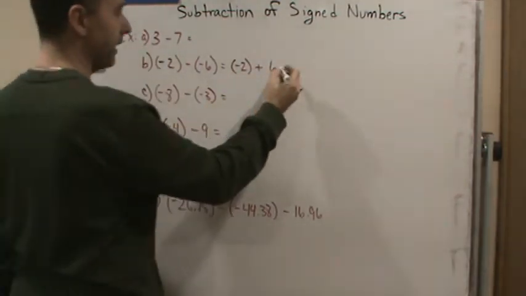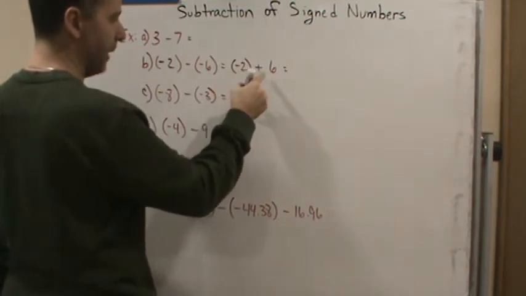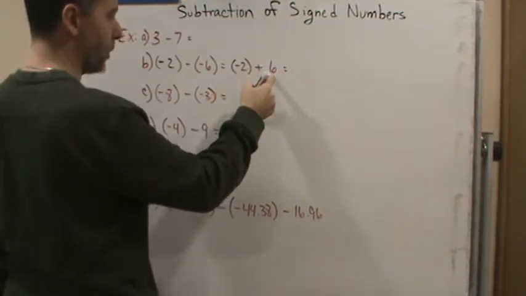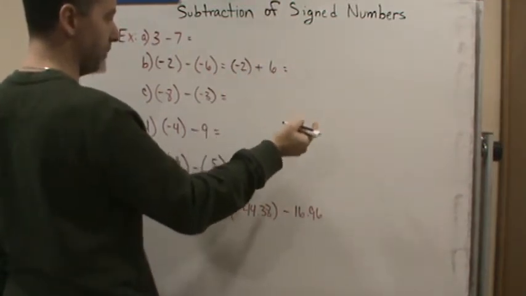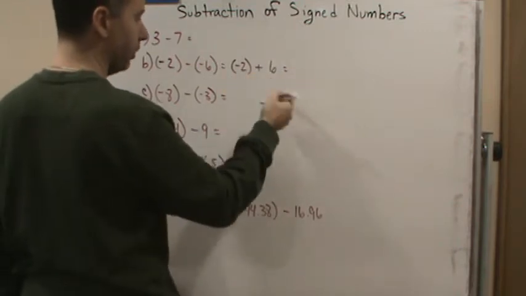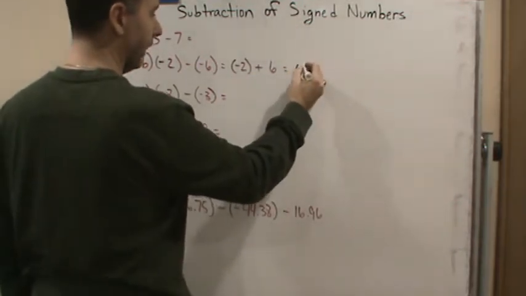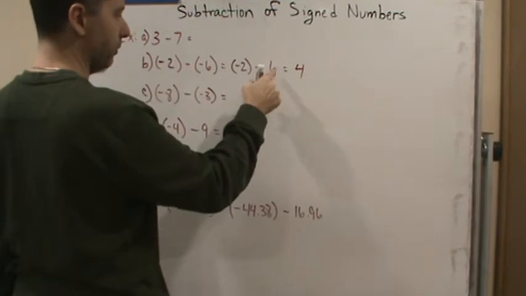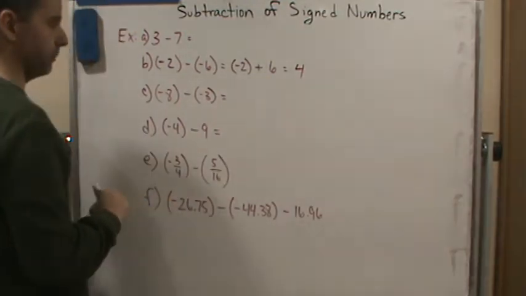And then we apply the appropriate rule. So in this case, opposite signs means we subtract and keep the sign of the larger number. So it would be 6 minus 2, which is 4. And since 6 is the larger number, it's going to be positive.